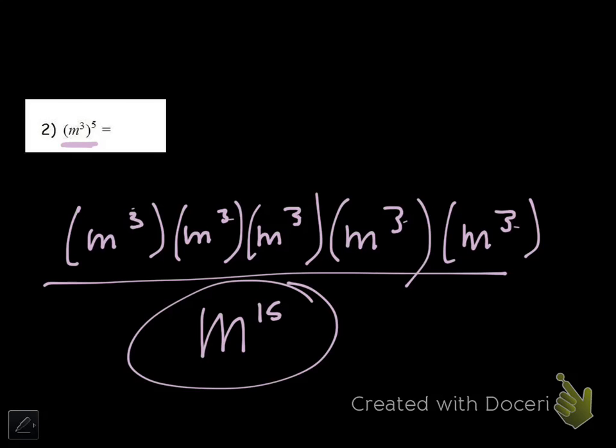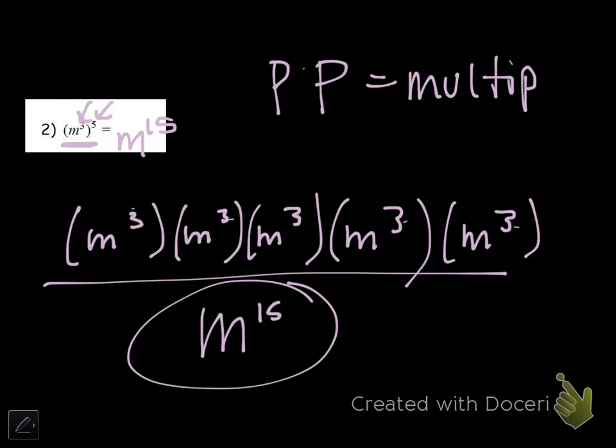So you can see that when we are doing a power to a power, so we're raising one power to another power, we're just going to multiply them. So we're going to get m to the 15, because 5 times 3. I always think of it as if we're doing power to a power, which is like PP, we're going to multiply, because there are two P's. Power to a power, we multiply.